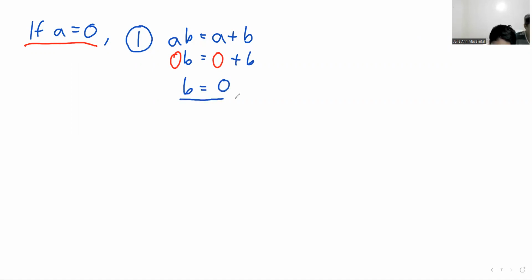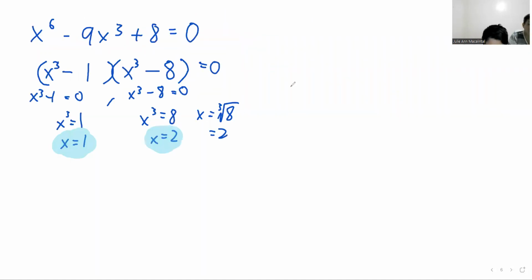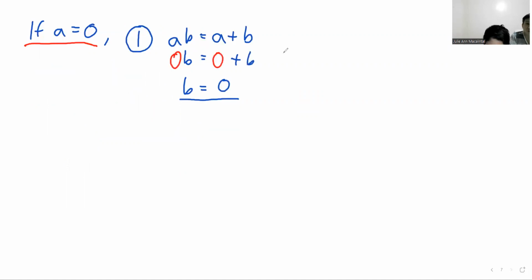b equals 0. Again, b equals 0 we saw earlier is impossible. That happens because a over b is equal to a over 0, which is undefined. Don't rush too much. So this is an impossibility.